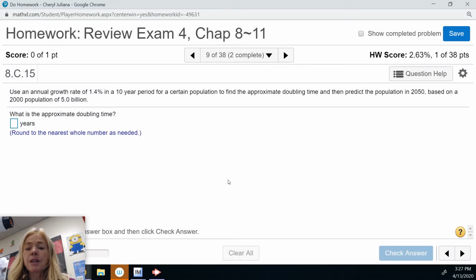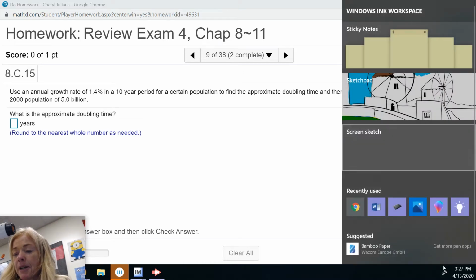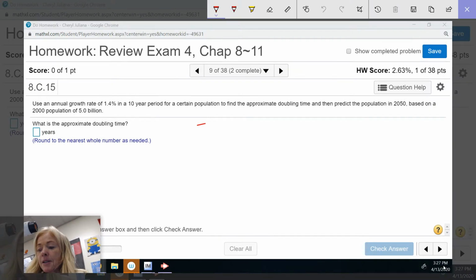Use an annual growth rate of 1.4% in a 10-year period for a certain population to find the approximate doubling time and then predict the population in 2050 based on the 2000 population of 5 billion. All right, so first thing we need to do is find an approximate doubling time. So approximate doubling time is going to be 70 over P, which is 1.4. And that's our first thing. So 70 divided by 1.4 is 50. All right, so 50 is your doubling time.